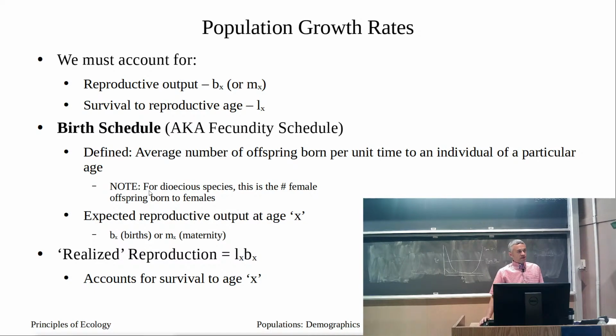For dioecious species, those species that have males and females, this birth schedule represents the number of female offspring born to a female. And this is important to note because when we do these population growth rates for a dioecious species, we're really only including females in those tables. We're only including these female individuals in that life table because females are the only ones that are going to be reproducing. So that's our target.